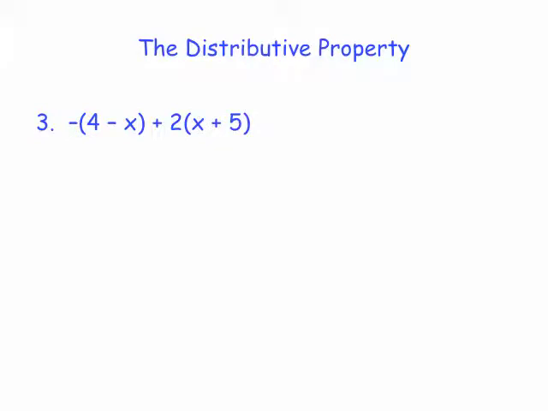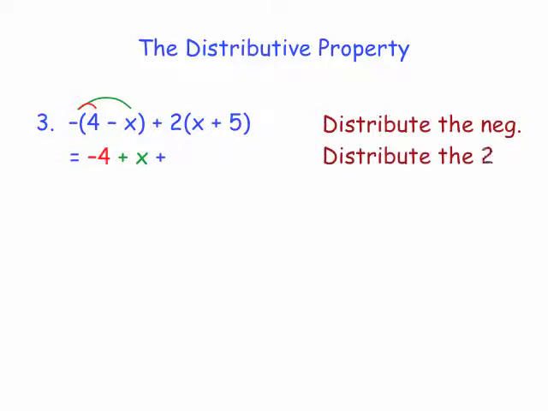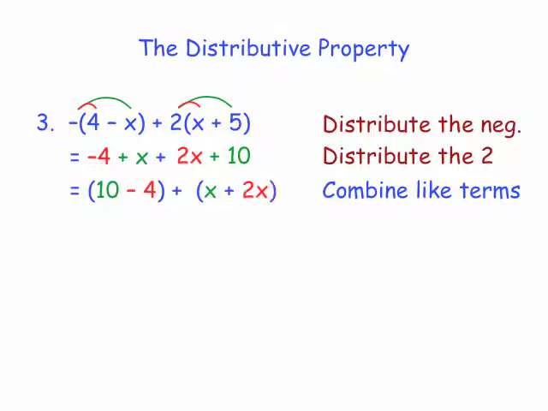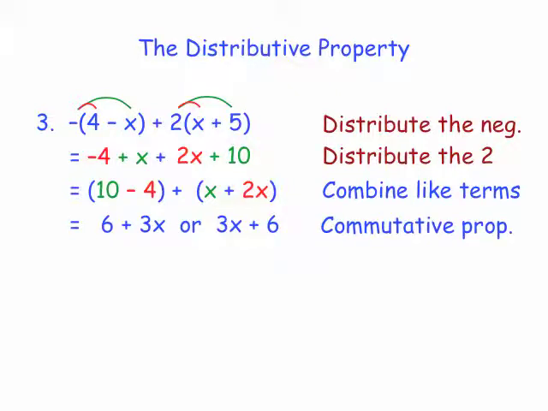In this case, I have the opposite of the quantity 4 minus x plus 2 times the quantity x plus 5. Well, the first thing I need to do is distribute that negative sign out front. So I have negative 4 minus a minus x, or negative 4 plus x, plus, distributing the 2, I get 2x plus 10. Now I can combine the like terms, and I have 10 minus 4 plus x plus 2x, which is 6 plus 3x, or I could rewrite that as 3x plus 6 because addition is commutative.